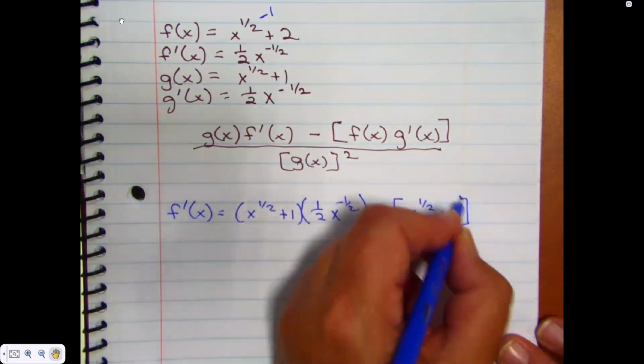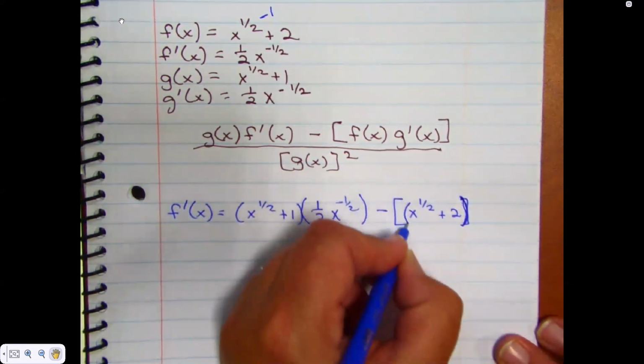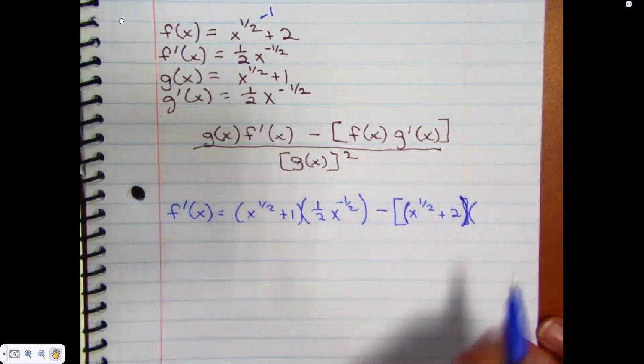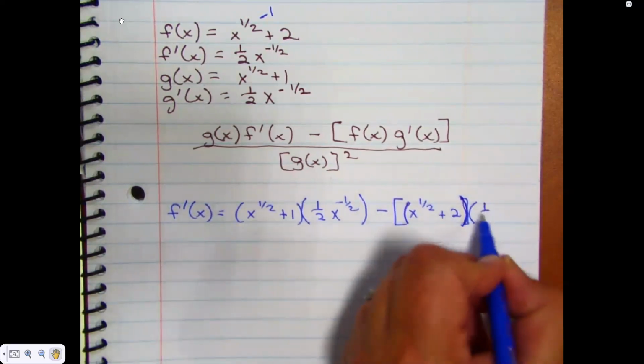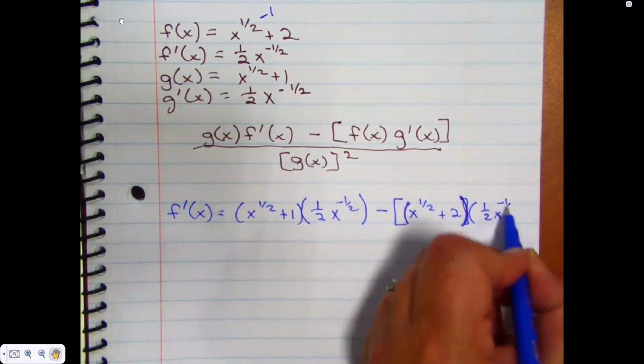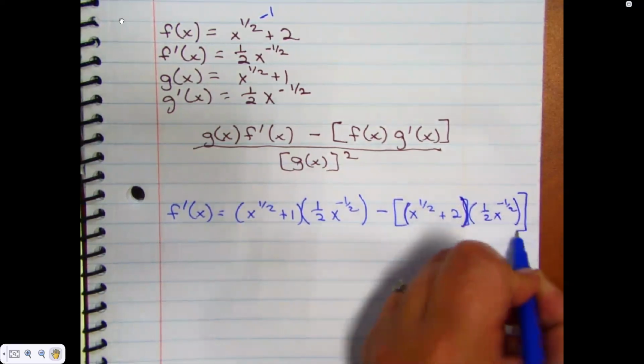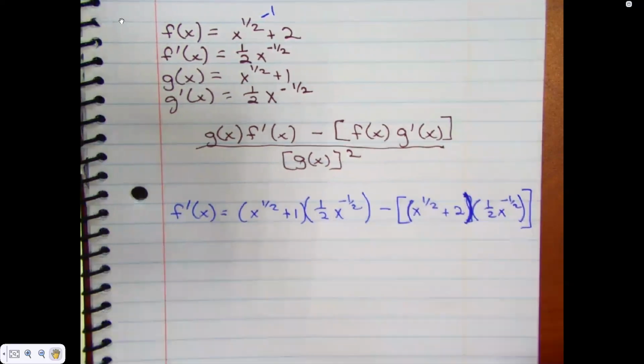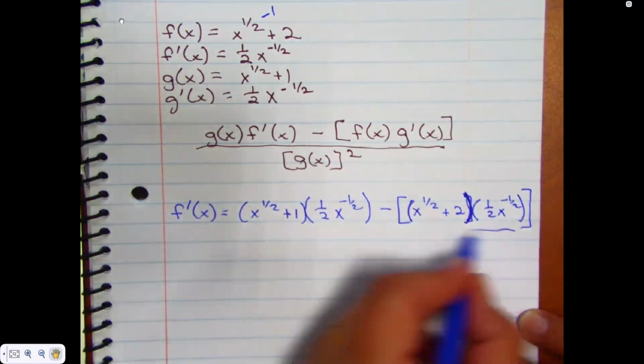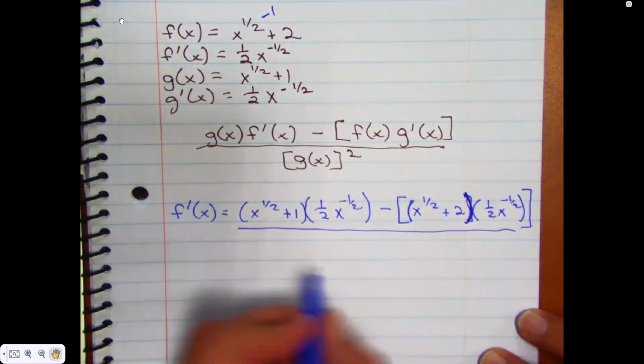I wish I had my board. Okay, we can do this. Because I have to put in there times the derivative of g, which was 1/2 x to the negative 1/2. Bracket goes there. All right, and then don't forget all over our g.